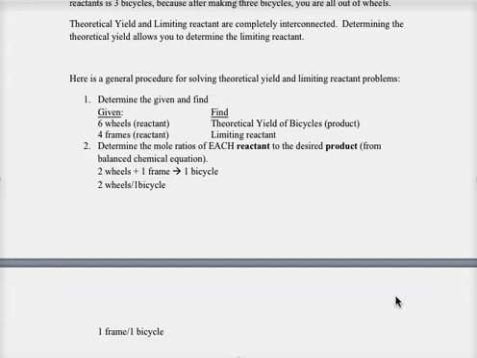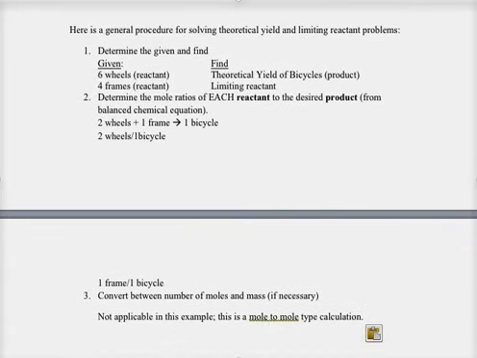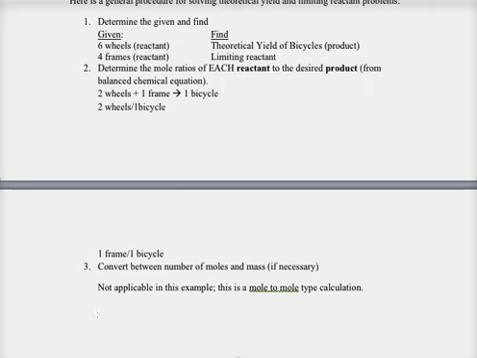In step 3, if you need to convert between number of moles and mass, you would do so here. Now, in this example, this is just a kind of a mole-to-mole type calculation, wheels to bicycles. But if you're given the substance in grams, it may be necessary to convert from grams to moles in order to get a molar ratio amount. So in this example, step 3 is not necessarily applicable. So step 4 is to perform a stoichiometry calculation on each reactant that you're given.